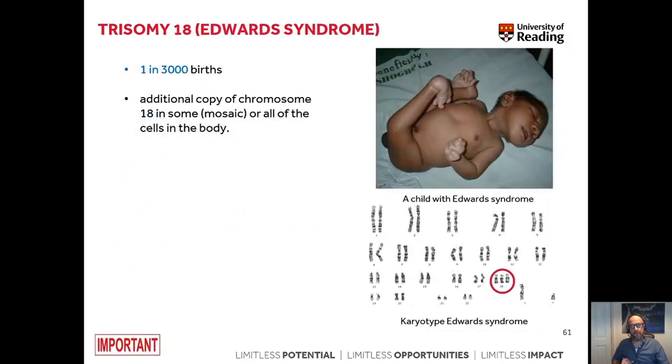Another example of trisomy is trisomy 18, also referred to as Edwards syndrome. This type of genome mutation is slightly less frequent. However, it occurs in 1 in 3,000 births. Here, the syndrome is a result of the presence of an additional copy of chromosome 18 in the carrier.